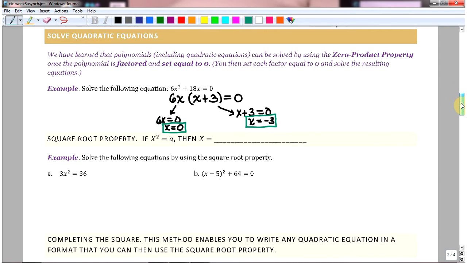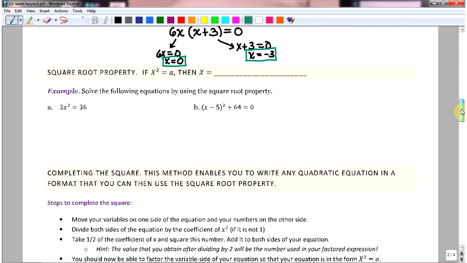Okay, a new property we're going to learn about today is called the square root property. If you have something squared equal to some number that we're calling a, then x is equal to plus or minus the square root of whatever a was. Okay, so let's apply that to our example below. We want to solve these equations by using the square root property.